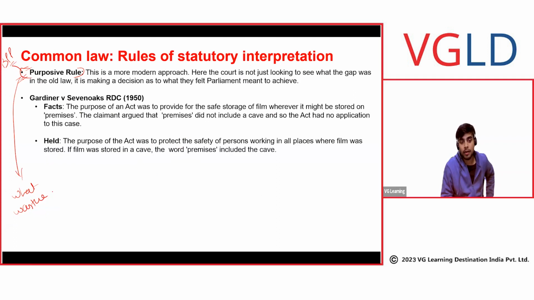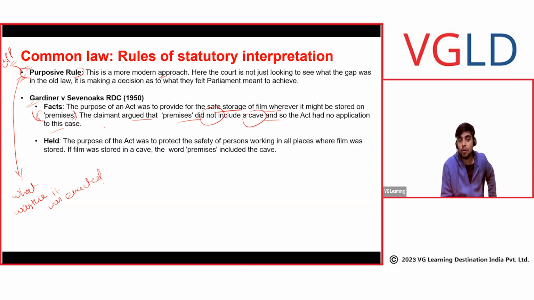So both have explained the situation with different cases. So let's understand the case instead of the rule. The purpose of the act was to provide the safe storage of film wherever it might be stored on the premises. The claimant argued that premises did not include a cave, and so the act had no application to this case. So some person had film, basically rolls of film, and this person stored the film in a cave.